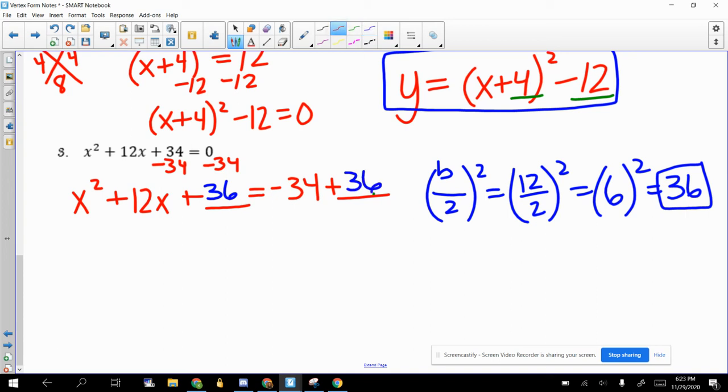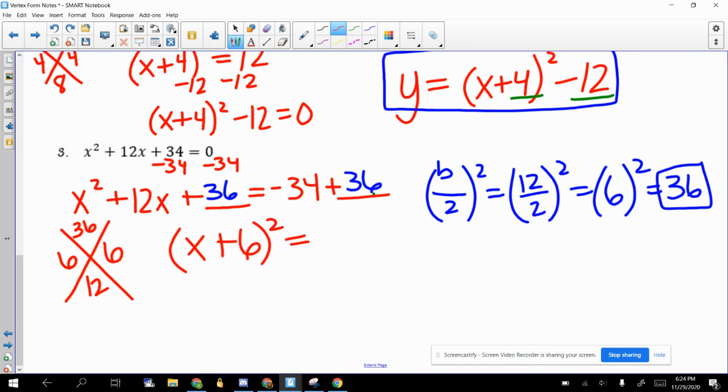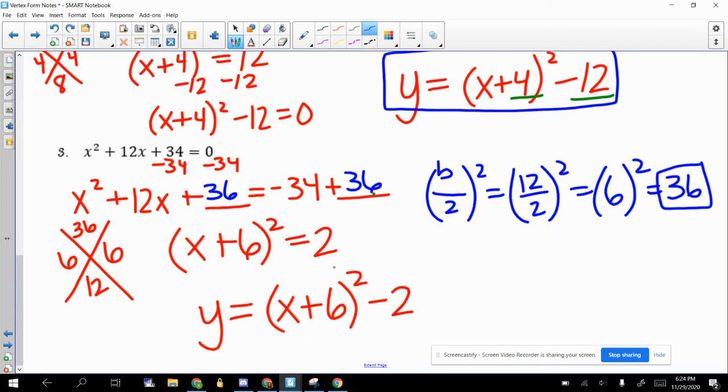Then I'm going to factor this left-hand side. So what two numbers multiply to give you 36 that add to give you 12? 6 and 6. So x plus 6 squared is how we're going to write that side. And then -34 plus 36 is going to be a 2. And then we just need to subtract that over. So this would look like y equals x plus 6 squared minus 2. And that's it.